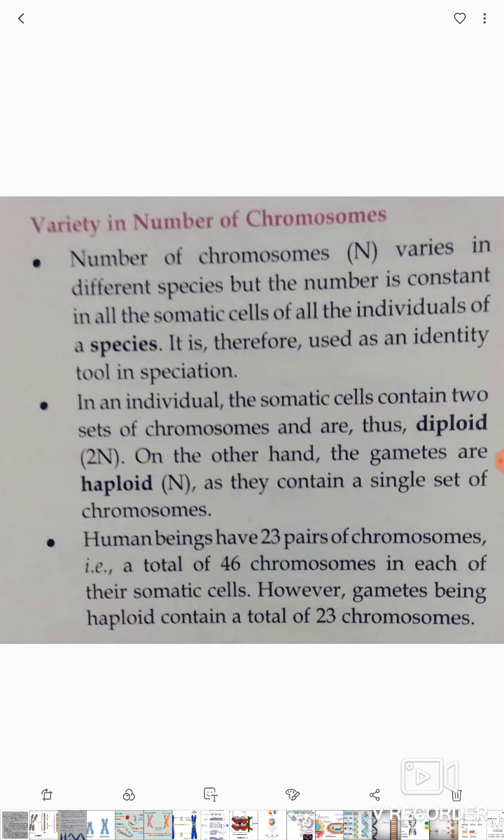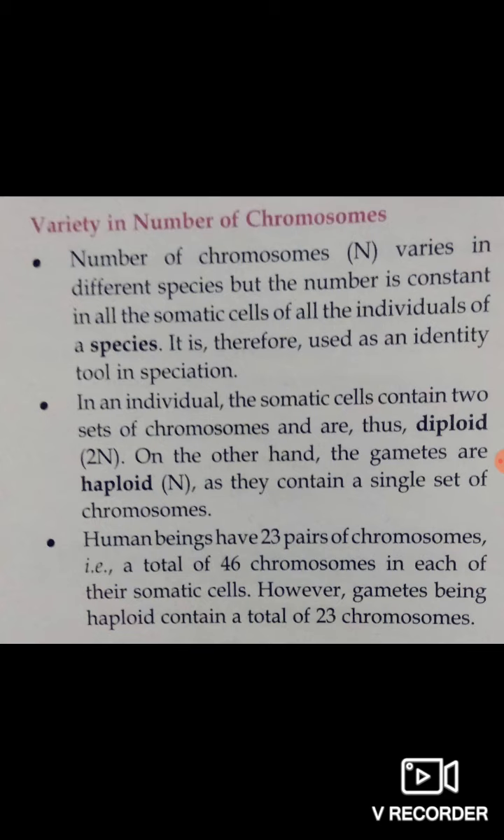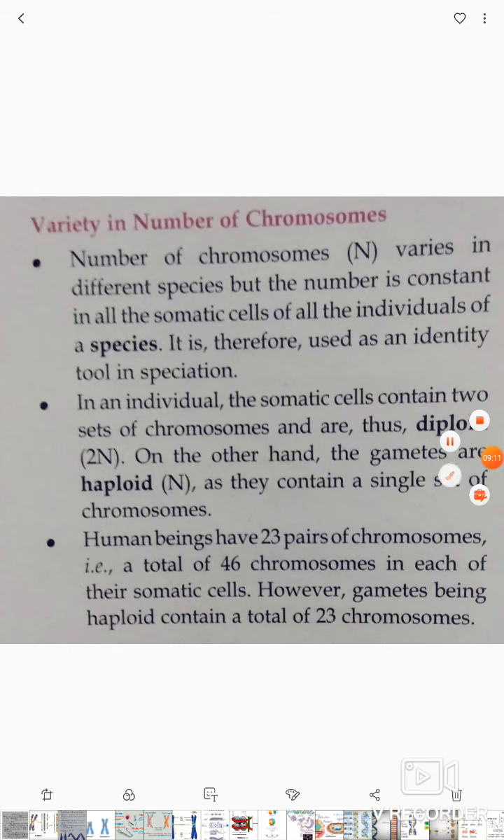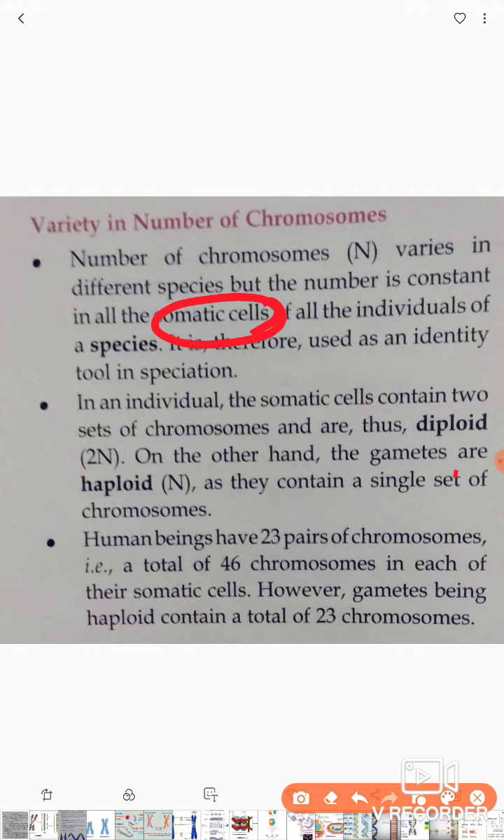Some facts about the chromosome. The number of chromosomes can vary in different species, but the number will be constant in all the somatic cells of an individual. Somatic cells means normal cells. We have two kinds of cells, sex cells and somatic cells. So the number of chromosomes is constant in all the cells of an individual of a species. It is therefore used as an identification tool in speciation.